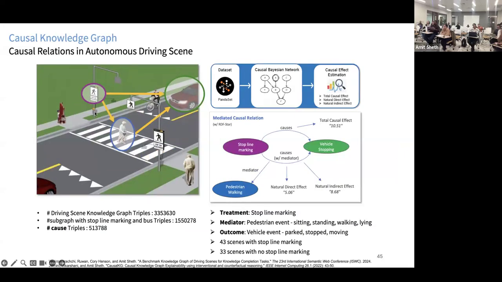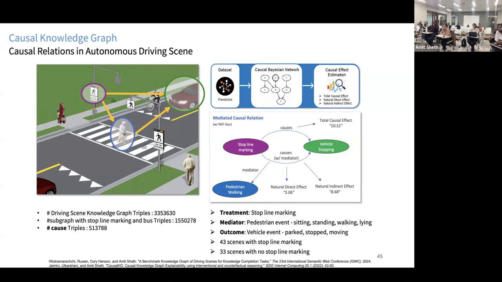So these are some of the causal relations we have. So you have a car here. There's a stop line marking, which is causing the car to stop. This stop line marking and the crosswalk here cause the pedestrian to walk. And the presence of both of these in the driving scene is causing the automobile, or the car, to stop. So we have this PandaSet data, which is another benchmark data set. We came up with this Bayesian network. This is on our own. In this scenario, irrespective of the stop line, if the pedestrian is there in the pedestrian crosswalk, the car has to stop.